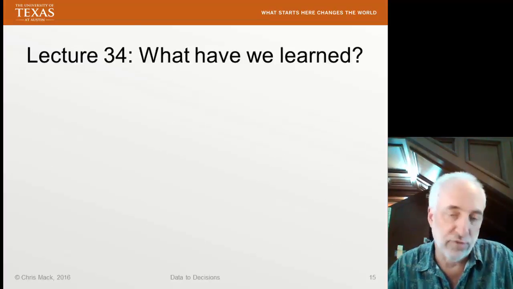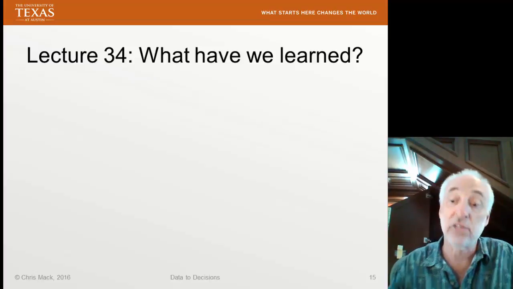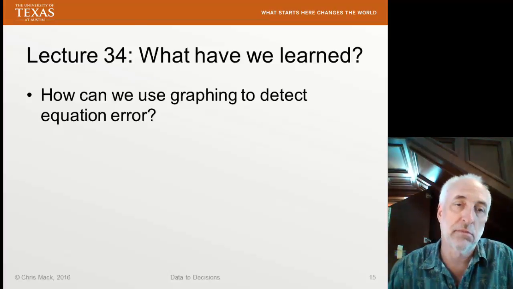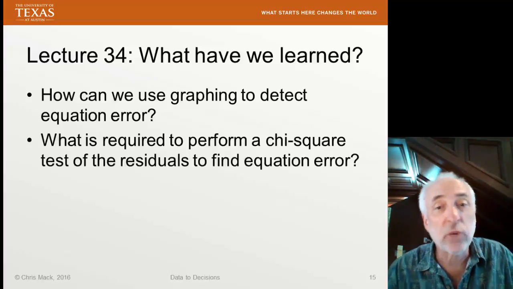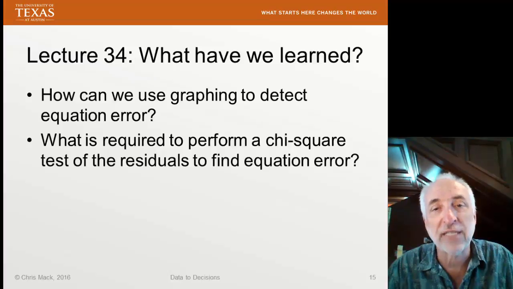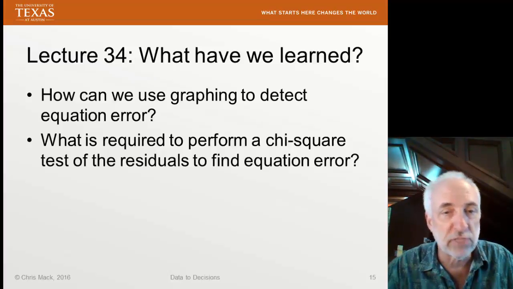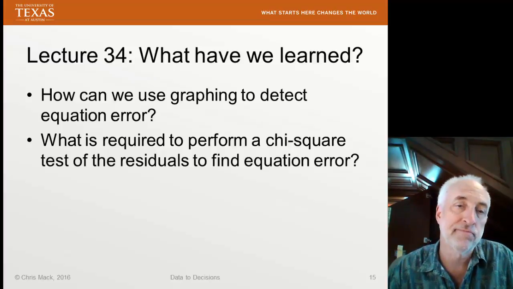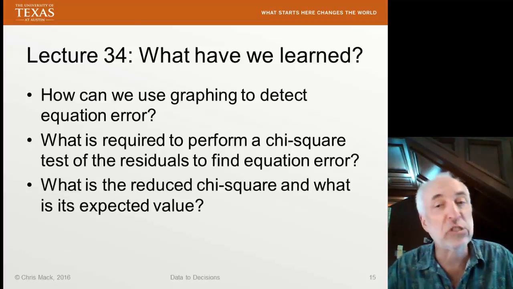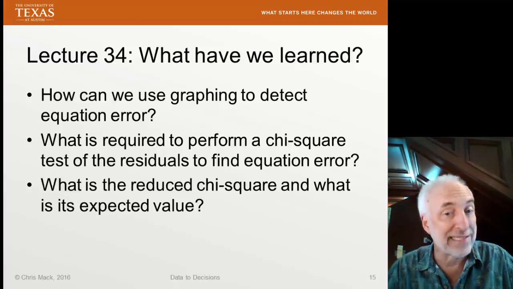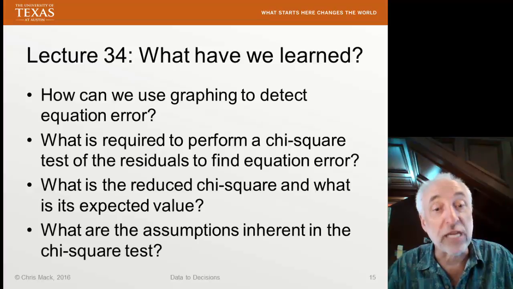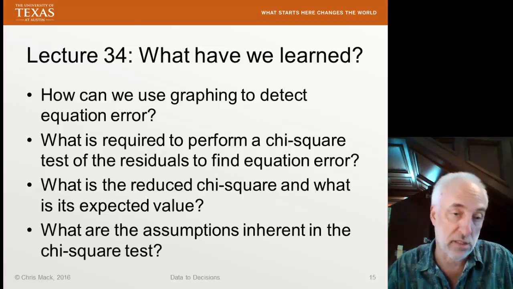So what have we learned in Lecture 34? As always, you should be able to quickly and easily answer these questions. How can we use graphing to detect equation error? What is required if we want to perform a chi-square fit of the residuals in order to find equation error? That is a chi-square goodness of fit test. What is the reduced chi-square and what is its expected value? And finally, what are the assumptions that go into this chi-square test?